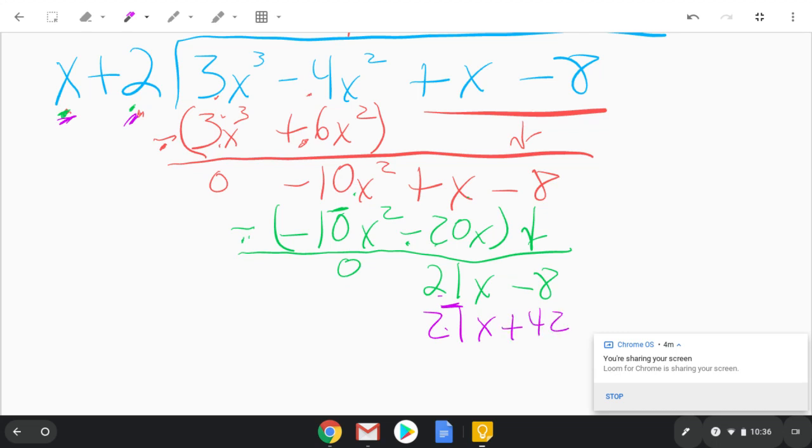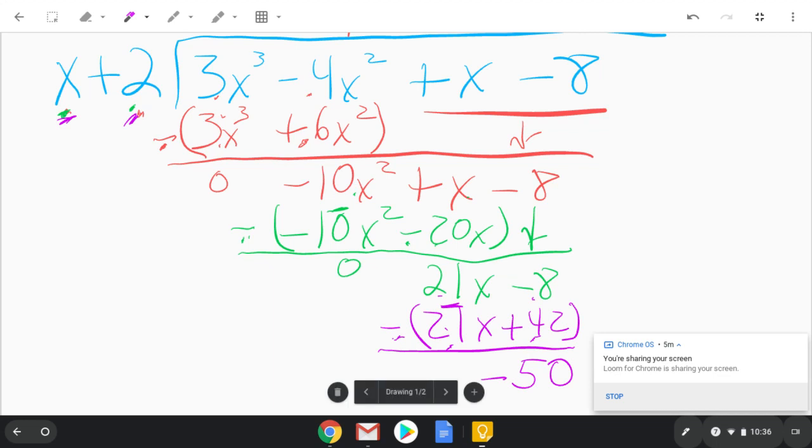And then we're going to subtract this, and this will be our final step. This will be our remainder. 21x minus 21x is 0. Negative 8 minus 42 is negative 50.